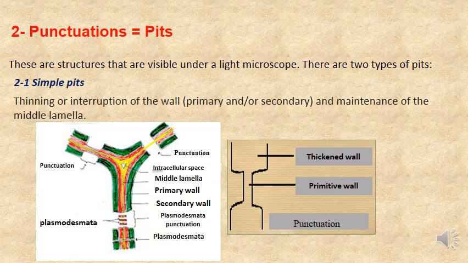Punctuations or pits are structures that are visible under a light microscope. There are two types of pits. Simple pits: thinning or interruption of the wall, the primary one or the secondary one, and maintenance of the middle lamella.